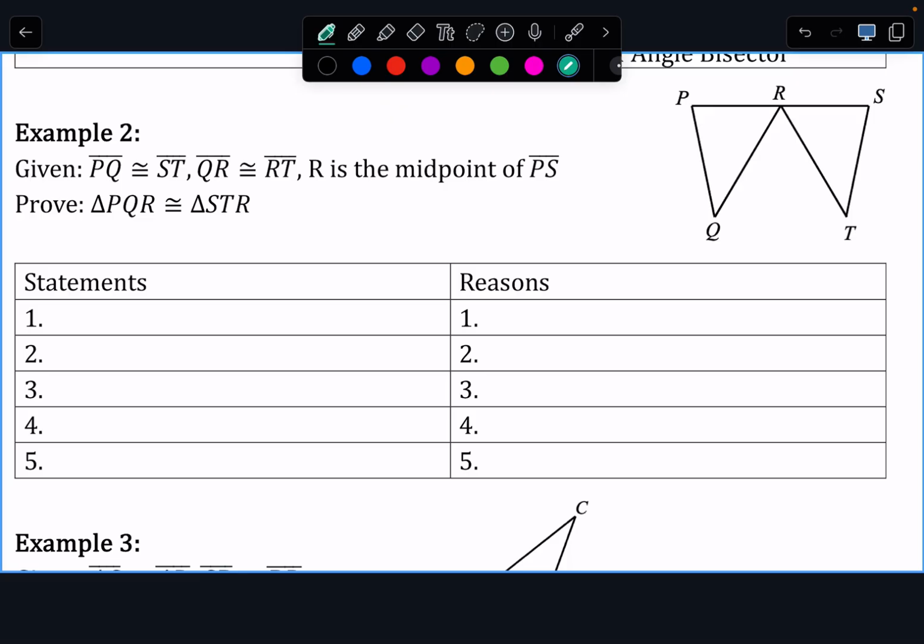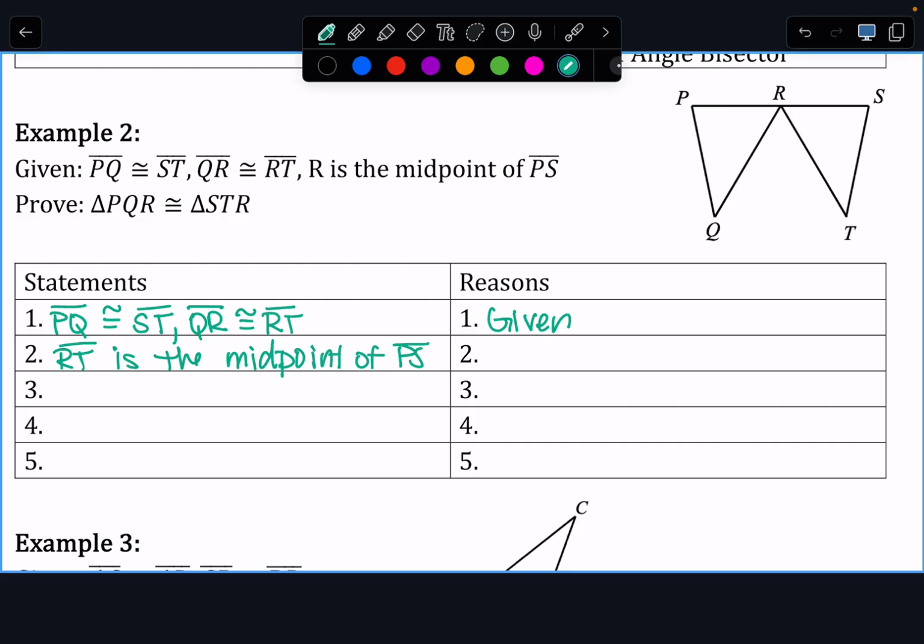Let's go ahead and write down our given and mark our diagram. It is given to us that PQ is congruent to ST, QR is congruent to RT, and I can't fit it all in one. RT is the midpoint of PS. It's just hard.